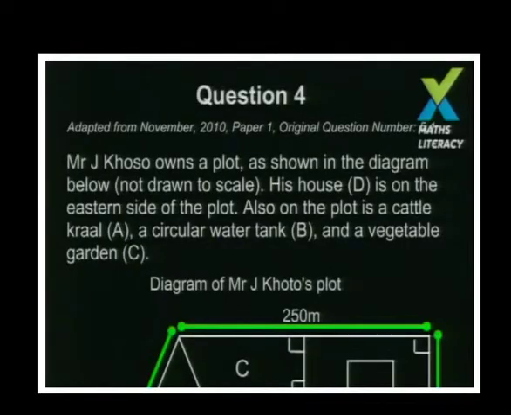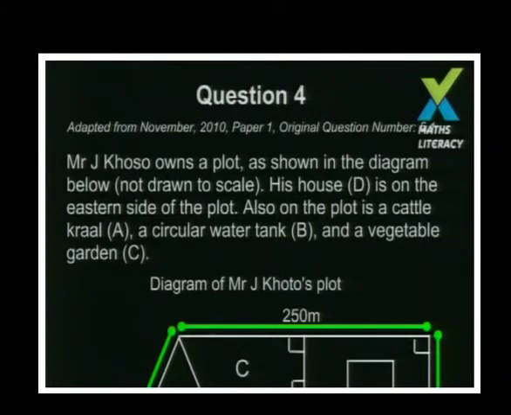Right, let's have a look at question 4. Question 4 is adapted from your November 2010, paper 1 last year, and it was initially question 5.1, but I'm calling it question 4 for today's session. And the question reads as follows.